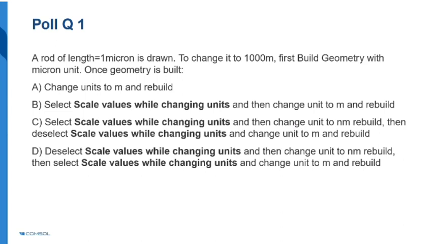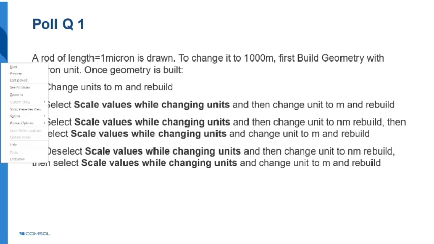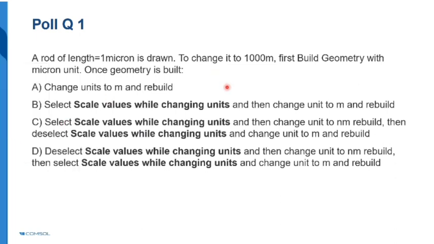In COMSOL, the geometry units are given as micrometers, and then you are drawing one cylinder, let's say, and the cylinder height that we are considering is 1 micrometer, and the radius whatever you choose. Now if I want to change that length from 1 micrometer to, let's say, 1000 meters, what are the steps that I would need to take?